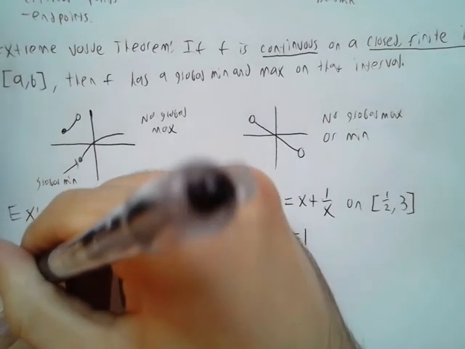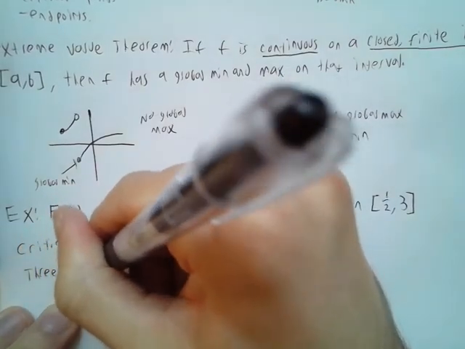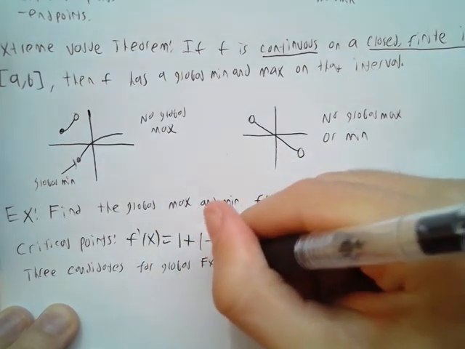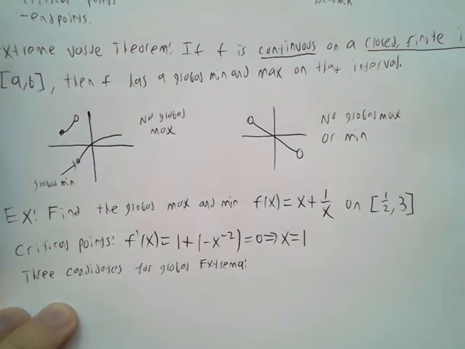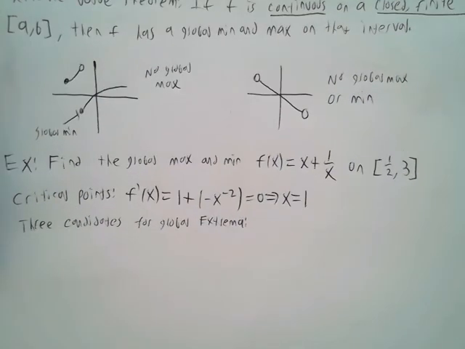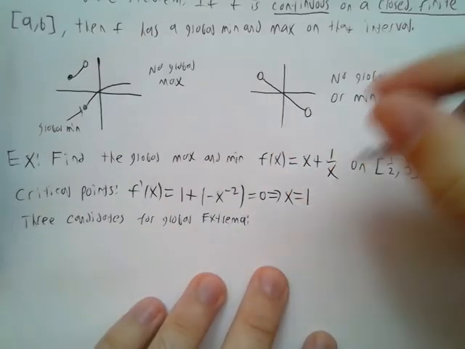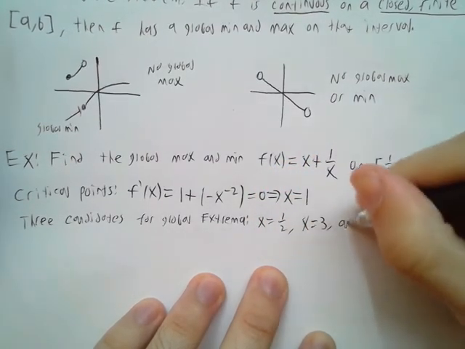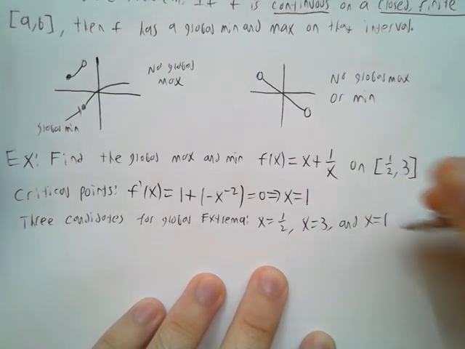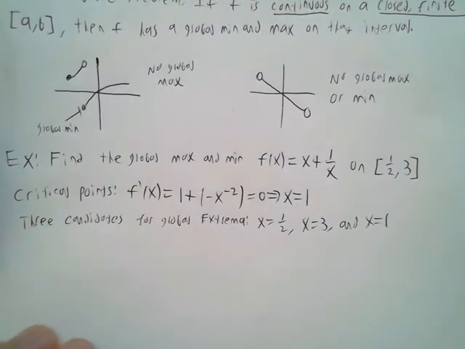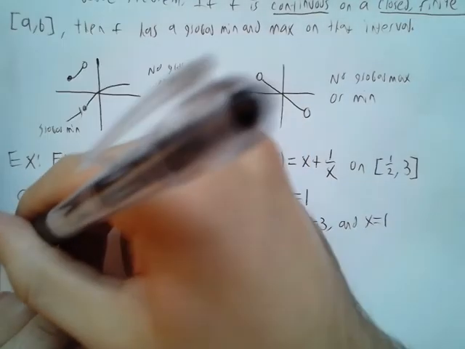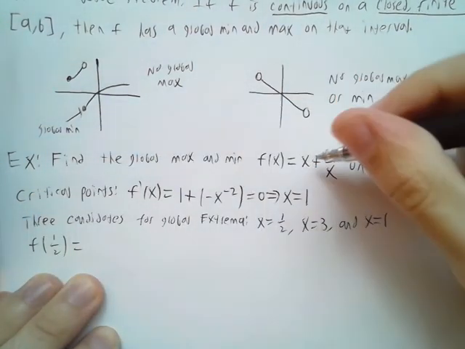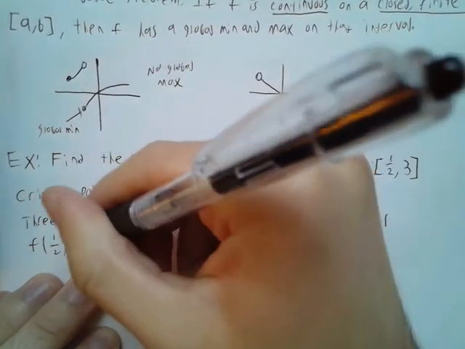So now we have 3 candidates for global extrema. These 3 candidates are the endpoints, x equals 1/2, x equals 3, and the critical points, in this case just x equals 1. So all that remains to do is see what are the values of the function at these 3 points. Well, f of 1/2, if we plug in 1/2 here, we'll get 1/2 plus 2, which gives us 5/2.